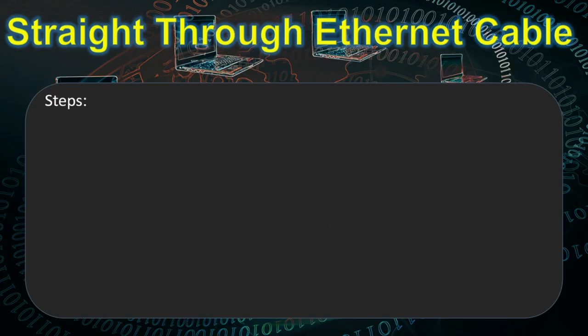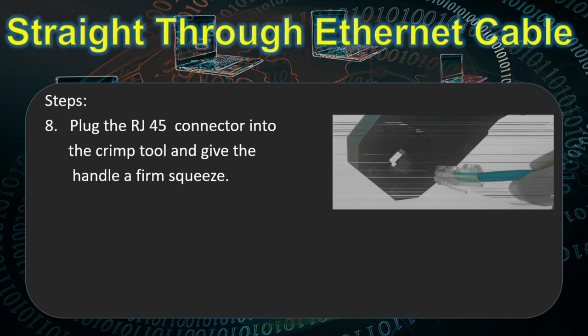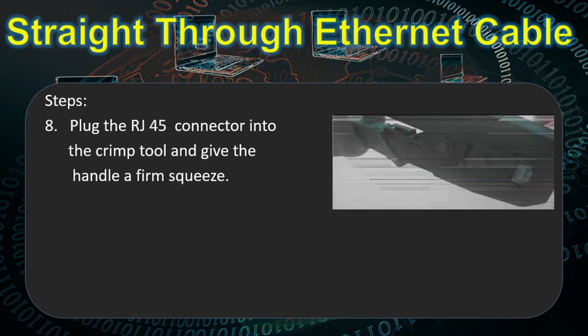Step 8. Plug the RJ45 connector into the crimp tool and give the handle a firm squeeze. Firmly squeeze it while securely holding the cable.